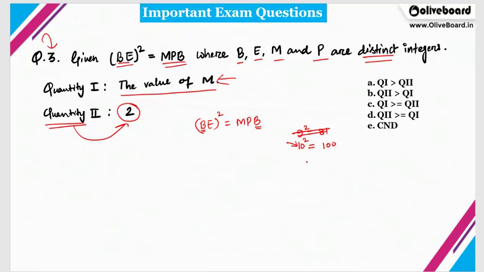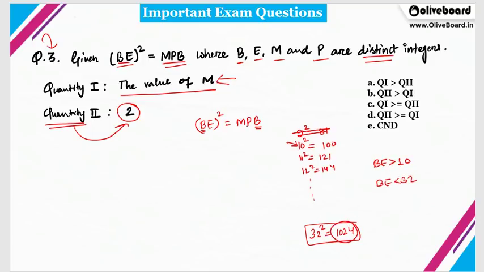And if you go further like this, 11 square will be equal to 121. 12 square will be equal to 144. Like this, if you go up to 32 square, it will be equal to 1024. So I can see that BE is greater than 10, but BE is less than 32. Because if BE is 32, then we will get a 4-digit number.